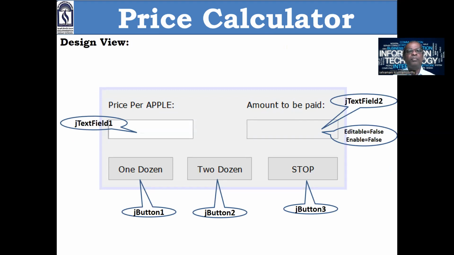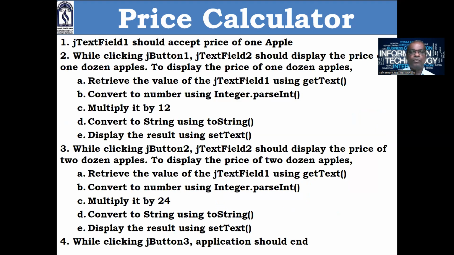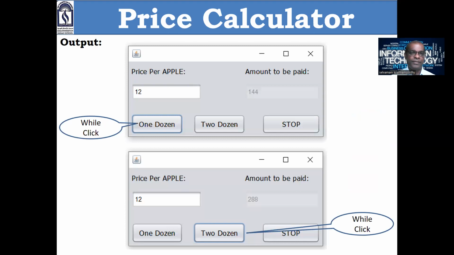Now we are going to create a price calculator. This is the design view. We have one form, with JTextField 1 for price per apple, and amount to be paid. Under this, we have JTextField 2. There are three buttons: 1 dozen, 2 dozen, and stop. So, 2 labels, 2 text fields, and 3 buttons. First, let us see the output. Then you can easily understand.